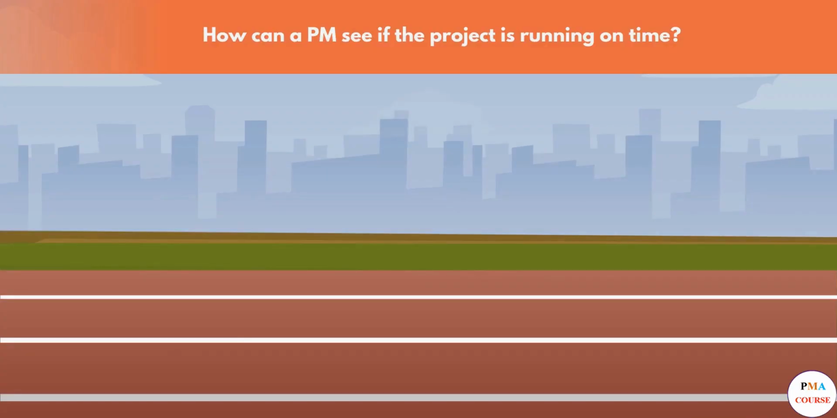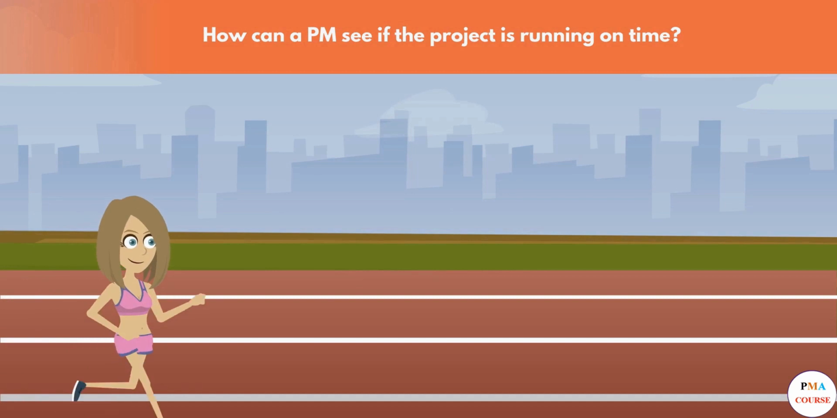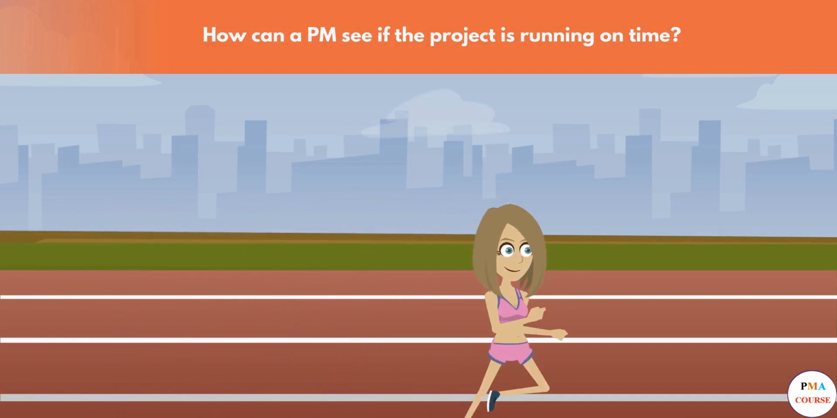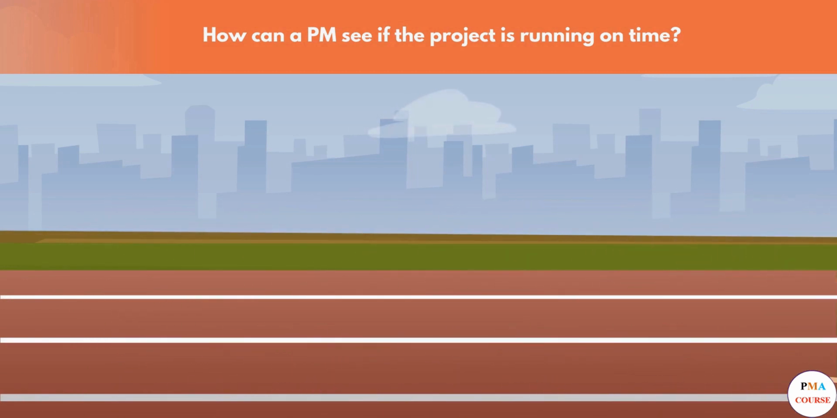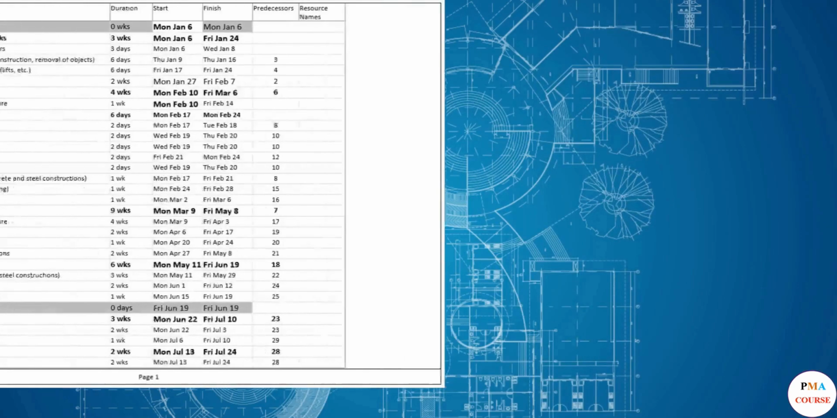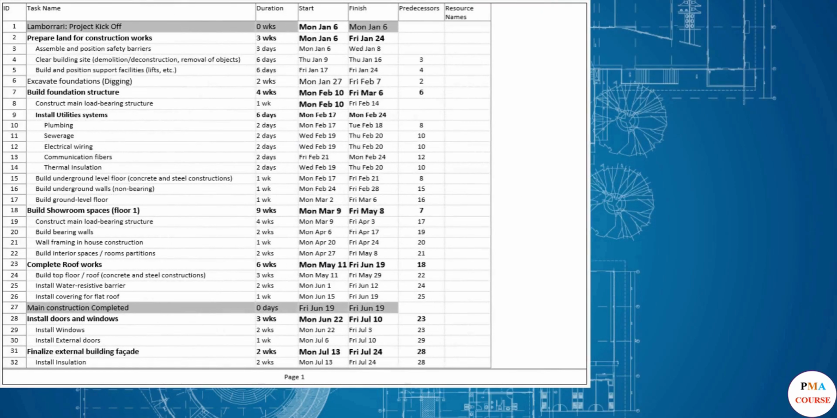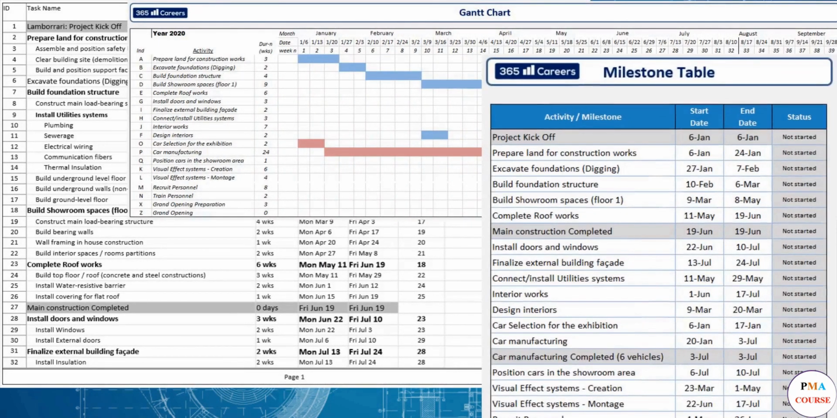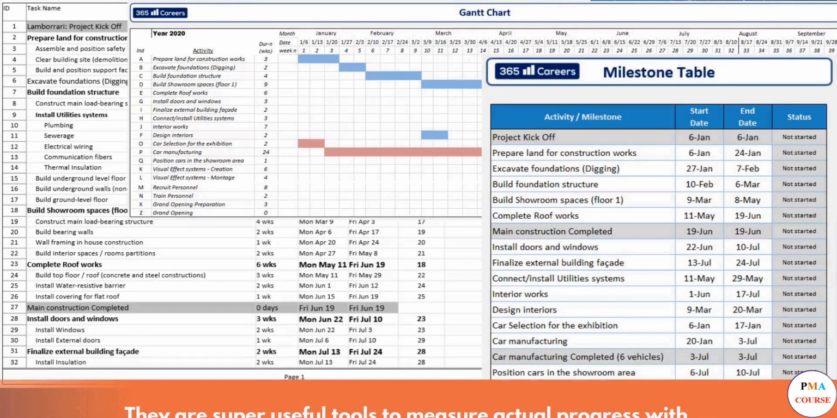Let's start by looking at timelines. How can a project manager see if the project is running on time? Well, they should constantly observe the progress against the plan. After all, we didn't build the project plan, the Gantt chart, and the milestone table for decoration. They are super useful tools to measure actual progress with.